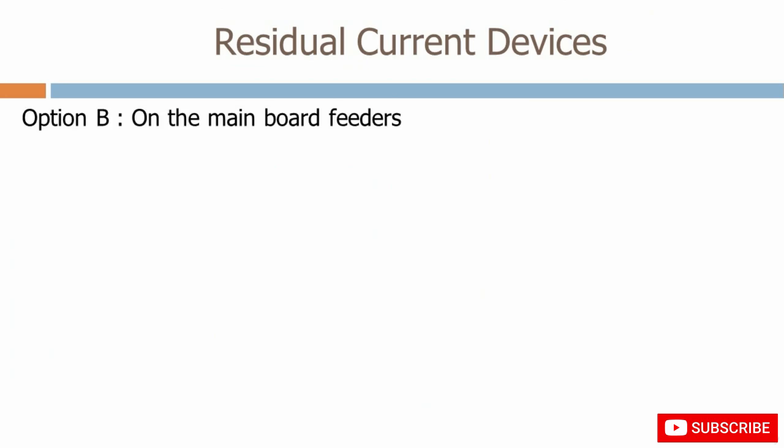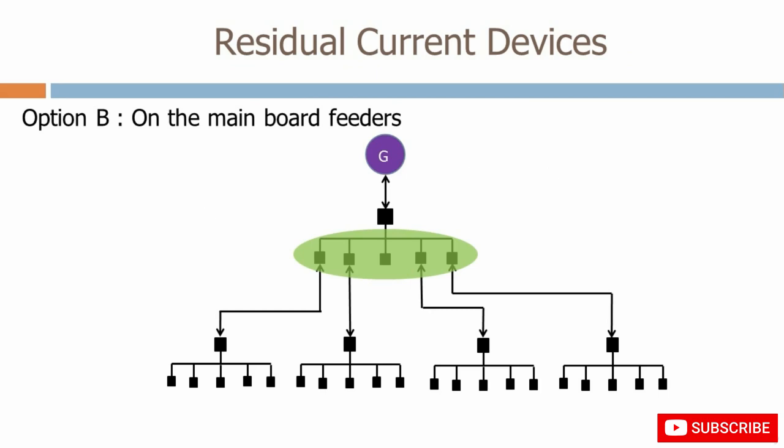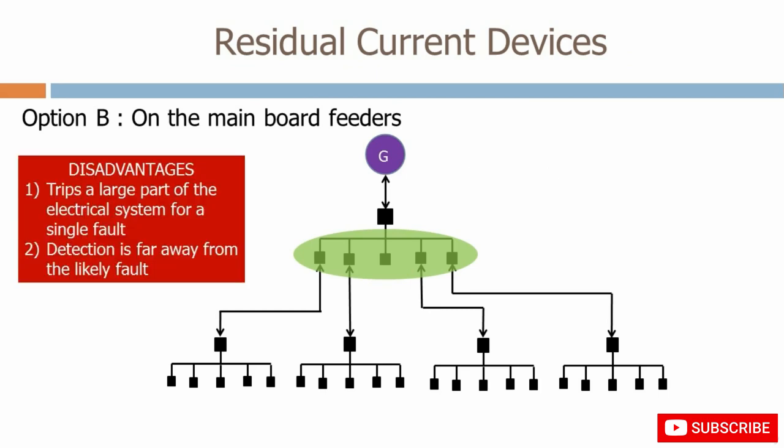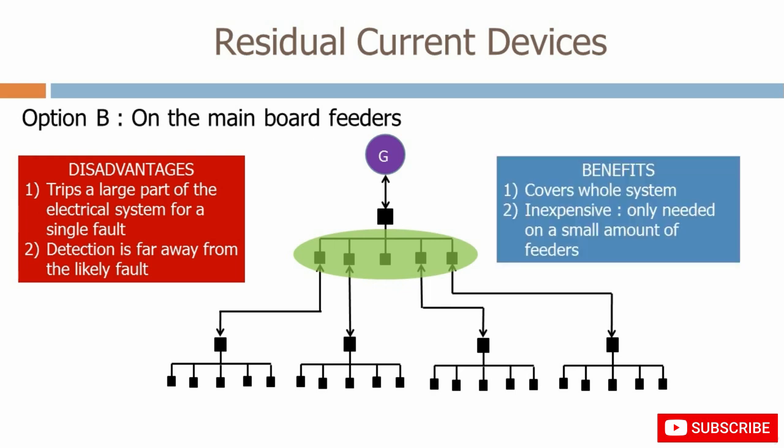Let's look at option B, putting RCDs on the main board feeders. The disadvantages are: this still trips a large part of the electrical system for a single fault. And again, detection is still far away from the likely fault. The benefits are: if you put an RCD on each feeder, we will cover the whole system. This is an inexpensive option. The RCD is only needed on a small amount of feeders.